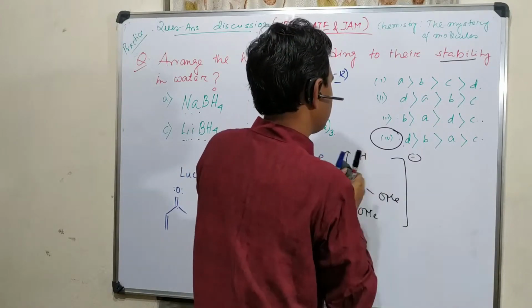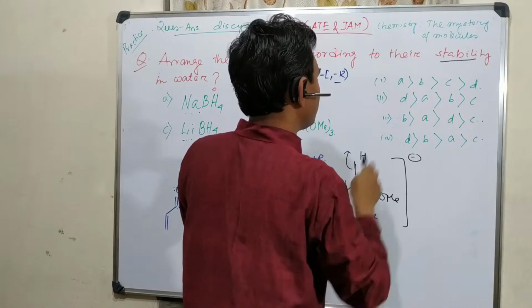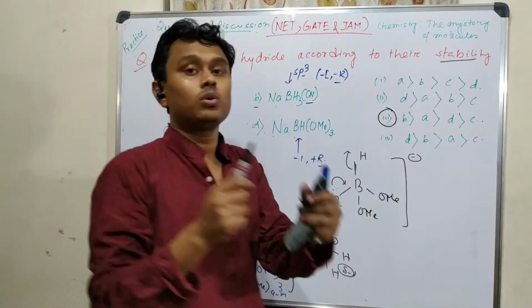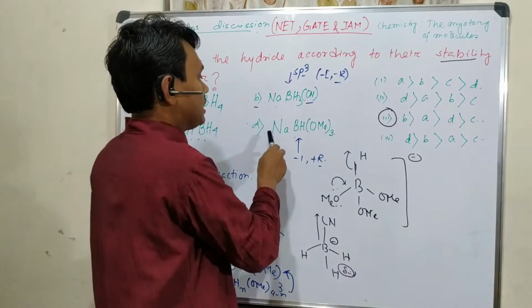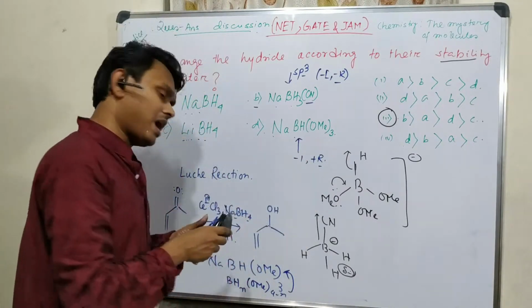Sorry, I made a mistake. The answer will be: first should be B, second should be C. So this is the answer. Within a second you can think. Even there could be a confusion whether this is more reactive or less reactive. Some argument may be there.